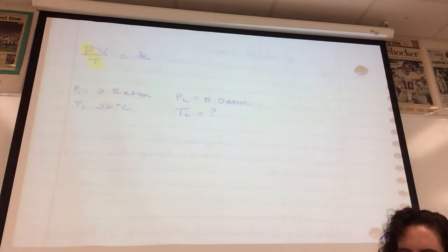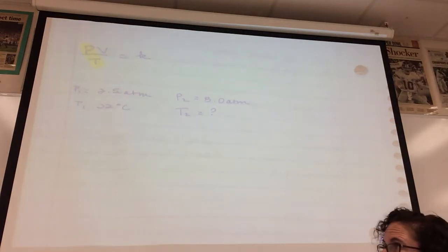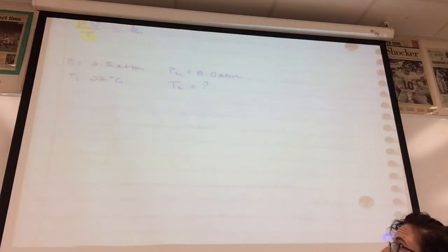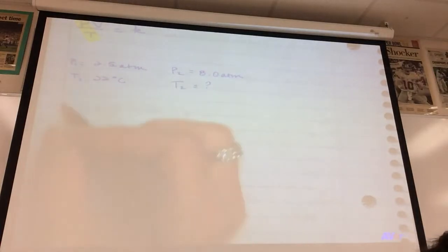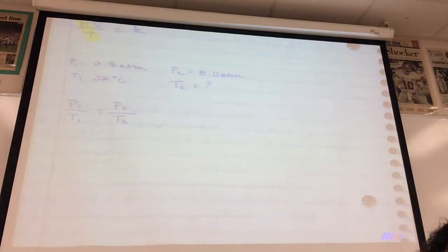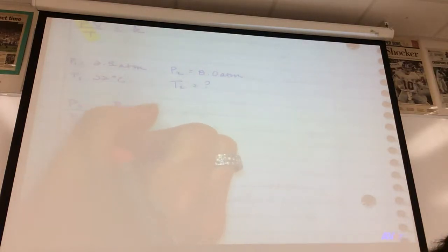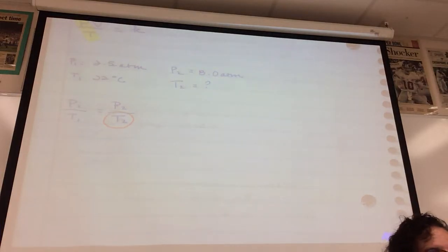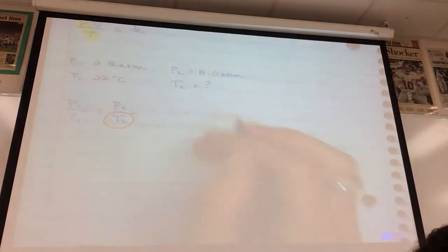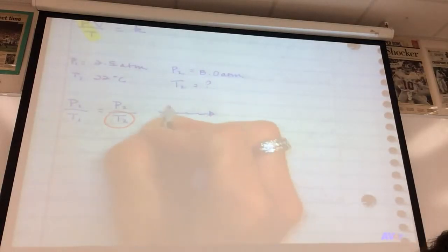Most of you can do this. You're not going to have any issue with it as long as you are in Kelvin. But one thing I do want to indicate to you is the following. You've got P1 over T1 is equal to P2 over T2, and we're going to solve for T2. Now be careful if you're ever solving for the variable in the denominator. You really want it in the numerator. Some of you will cross multiply and solve. I learned it a different way. I do what's known as a double reciprocal.